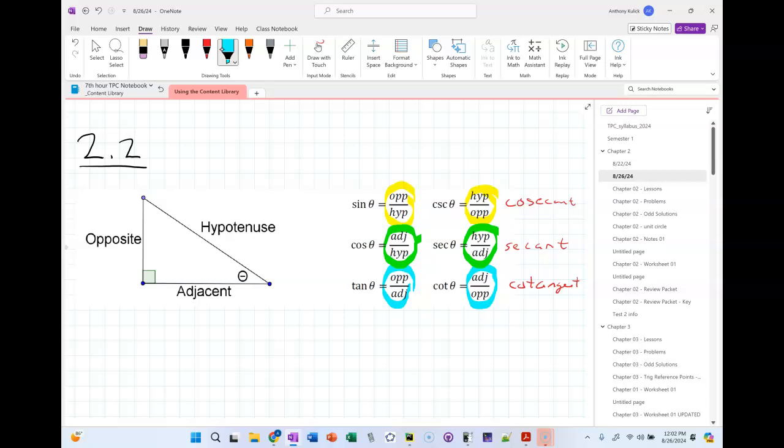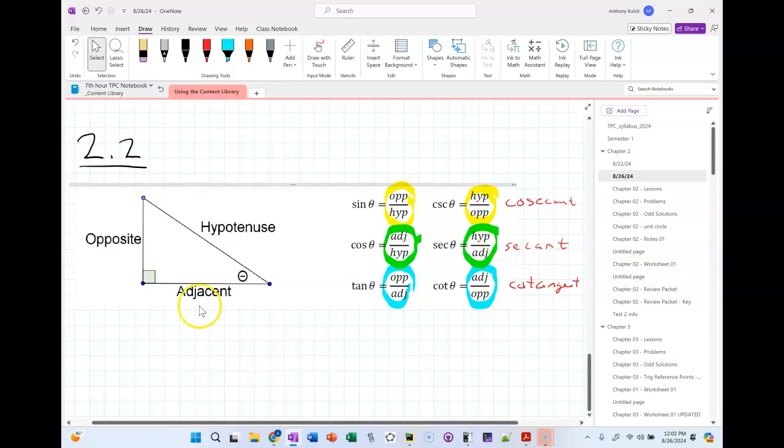Everybody cool on these three new definitions? No big deal, right? If I can do sine, cosine, and tangent, I can do these three. It doesn't make a bunch of difference there. So let's do an example.